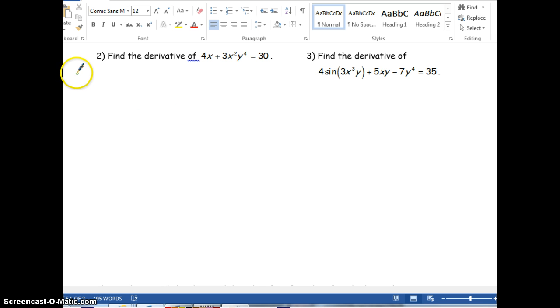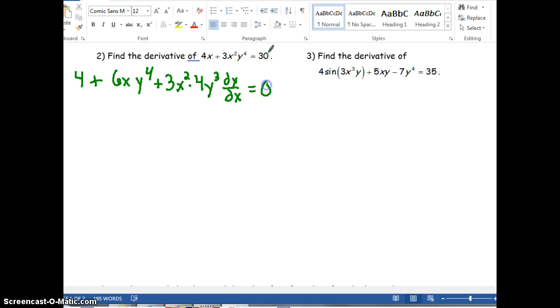Derivative of 4x here is going to just be 4 plus derivative of 3x squared y to the fourth. You need to use your product rule. Product rule says you take the derivative of the first part, so that's going to give me 6x. Rewrite the second, that's going to be y to the fourth. Plus now, rewrite the first, 3x squared, times the derivative of the second, which is 4y to the third, dy over dx. You need the dy over dx again because you are taking the derivative of y with respect to x. Equals 0, derivative of 30, any number, is just equal to 0.